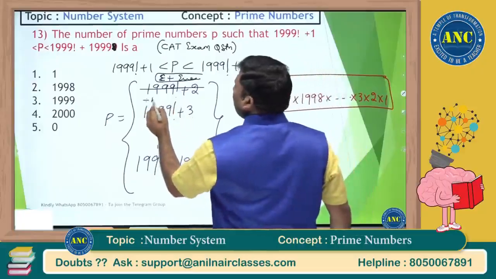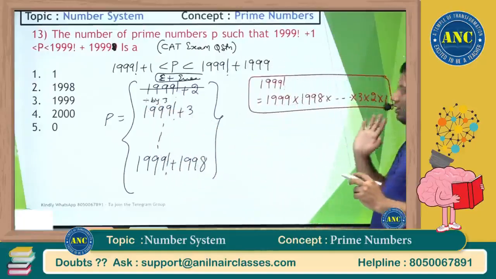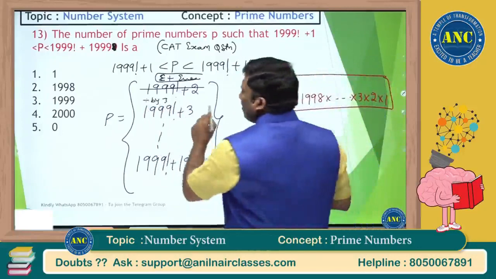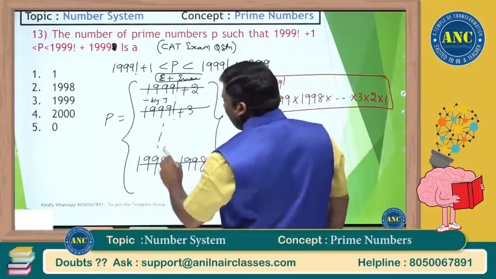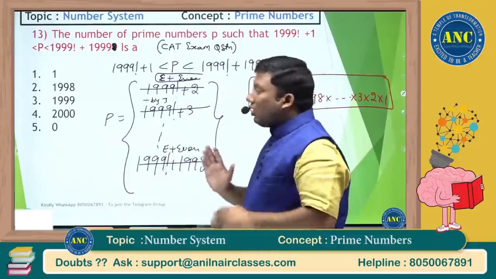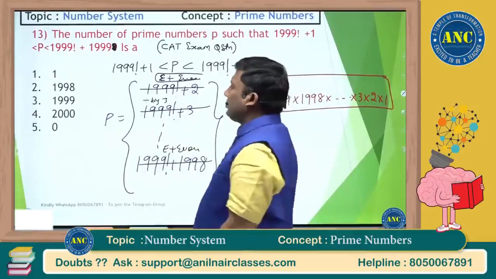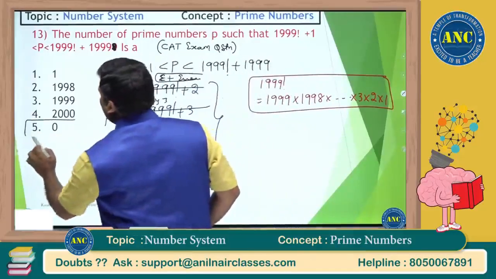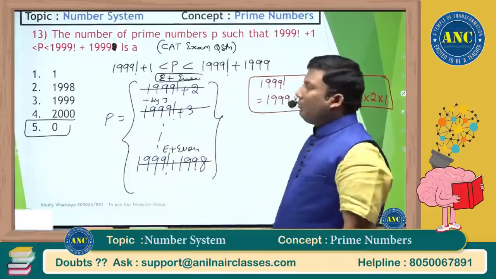This is divisible by 3. Why? Because 1,999 factorial contains 3. 3 is divisible by 3, so the answer will be divisible by 3. Even number plus even number, the answer will be an even number. If you know this logic, a CAT question can be solved in less than 20 to 30 seconds. The answer for this question: how many prime numbers are there? None of the prime numbers exist.